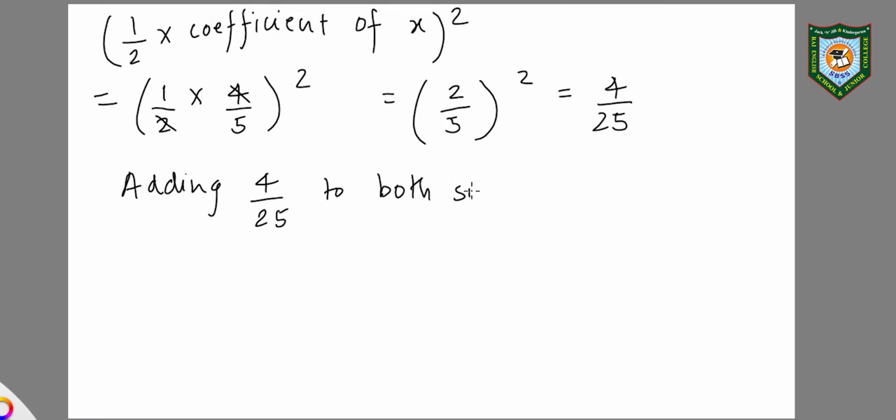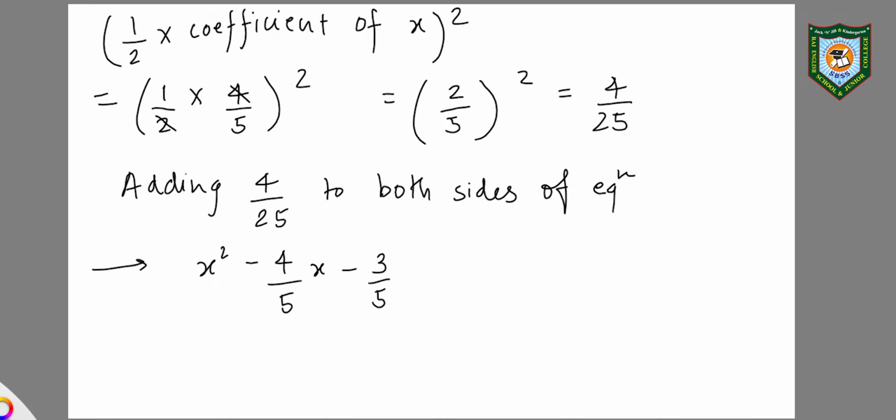of the equation. This will give me x square minus 4 by 5x minus 3 by 5 plus 4 by 25, and this is equal to 4 divided by 25.